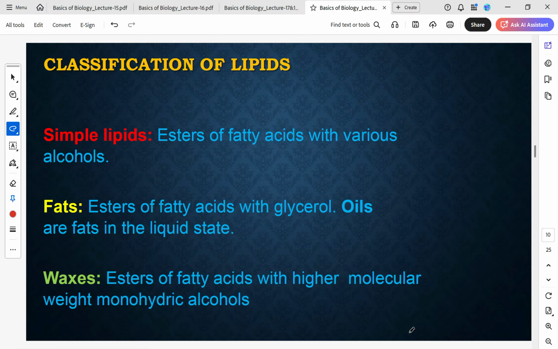Simple lipids are esters of fatty acids with various alcohols. Fats are esters of fatty acids with glycerol. Oils are fats in liquid state. Waxes are esters of fatty acids with high molecular weight monohydric alcohols.